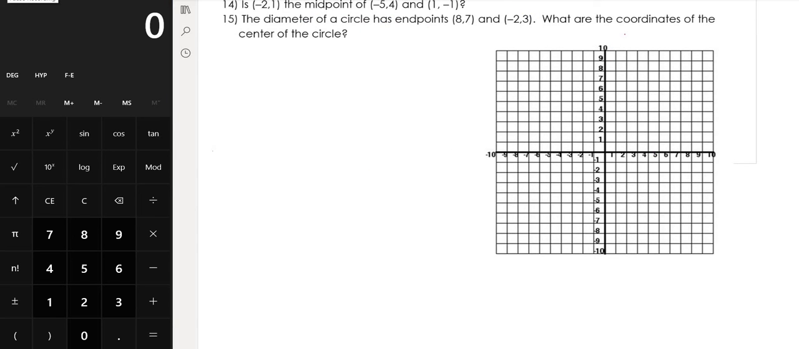15. The diameter of a circle has endpoints of 8, 7 and negative 2, 3. What are the coordinates of the center of the circle? Okay, so let's go back. The diameter of a circle has endpoints. Well, let's go ahead and draw a circle so we can visualize what's happening. So here we go.